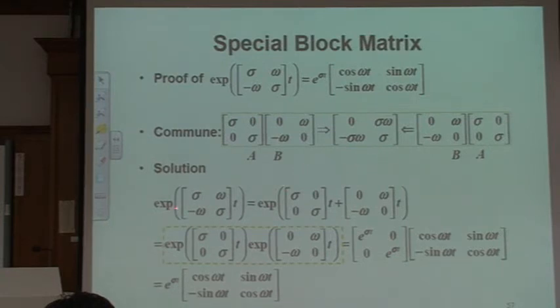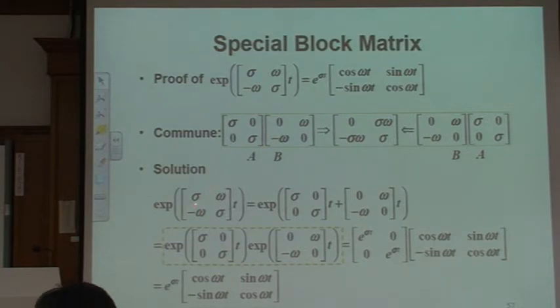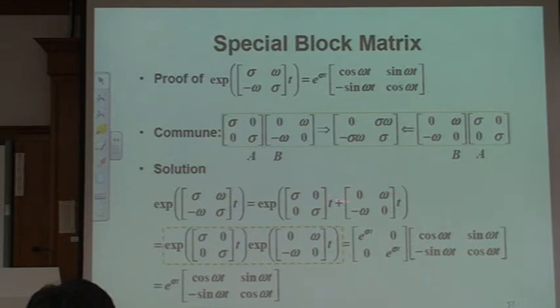Alright, then we can write the original exponential function here as 2 different matrices. And since these 2 matrices are commutative, we can separate them into 2 different matrix exponential functions here. And we found the previous result. We see this will reduce to this case here, and then this one will give you this result here.